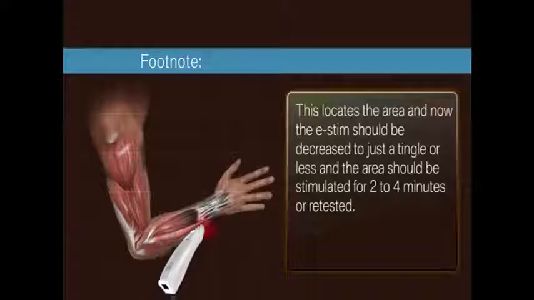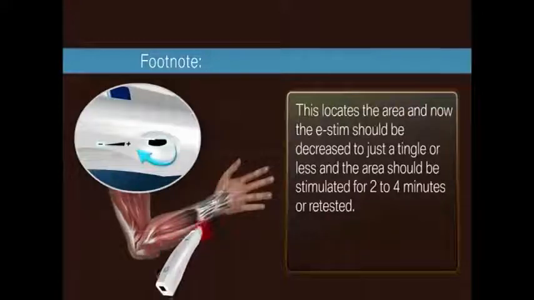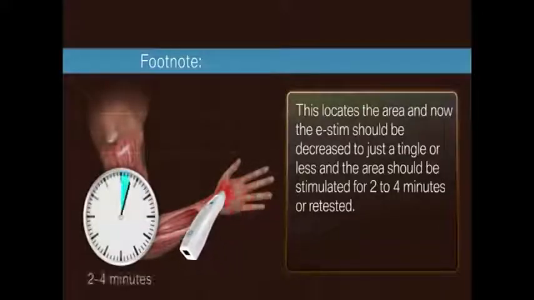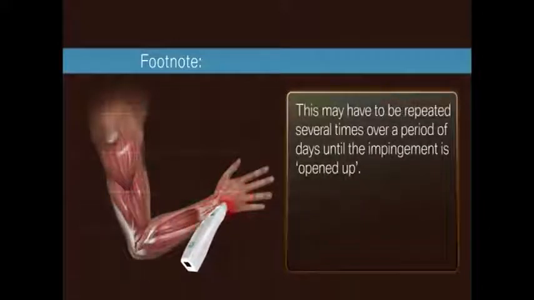This locates the area, and now the E-stim should be decreased to just a tingle or less, and the area should be stimulated for 2 to 4 minutes or retested. This may have to be repeated several times over a period of days until the impingement is opened up.